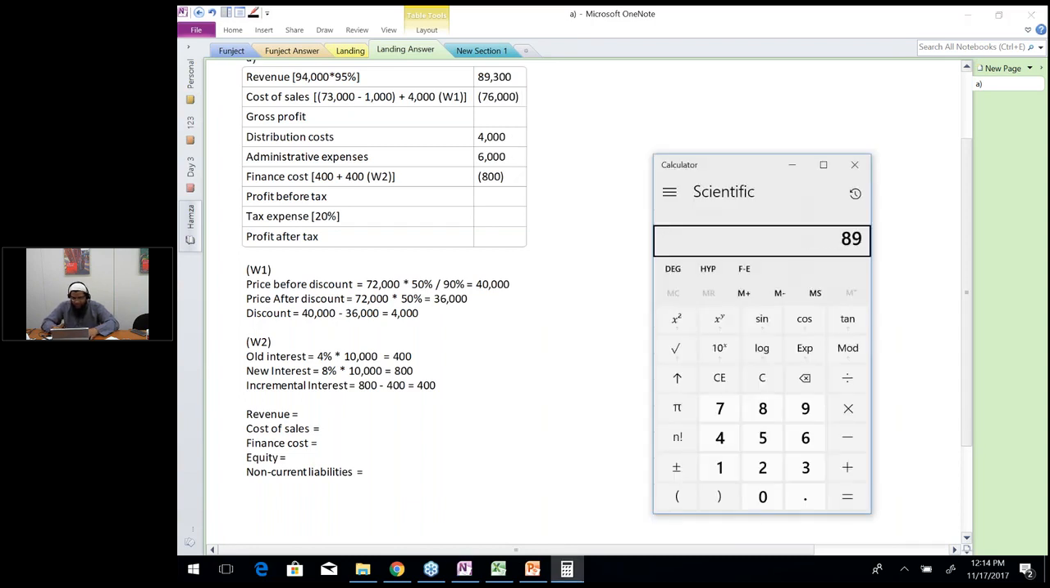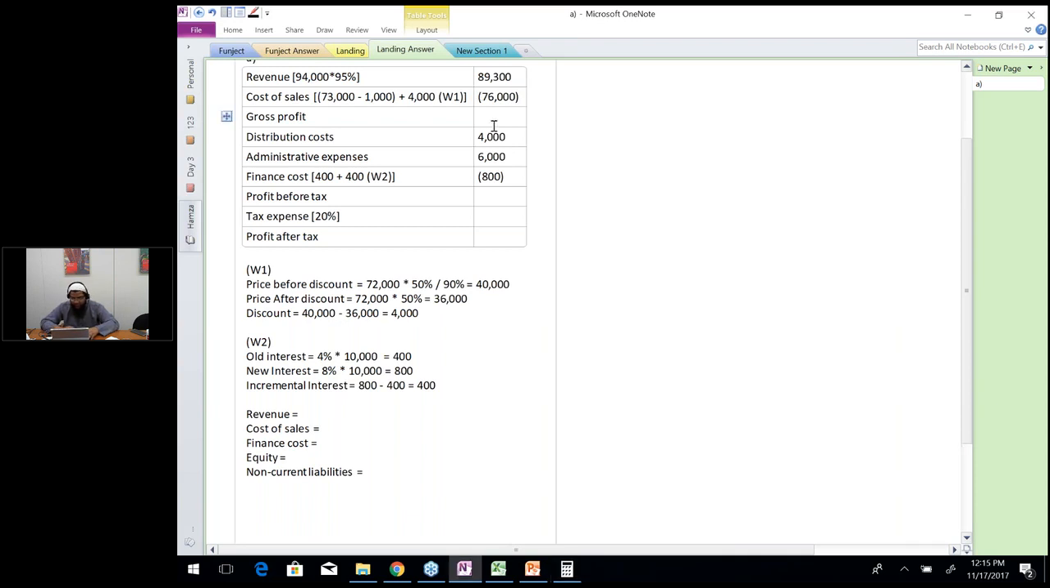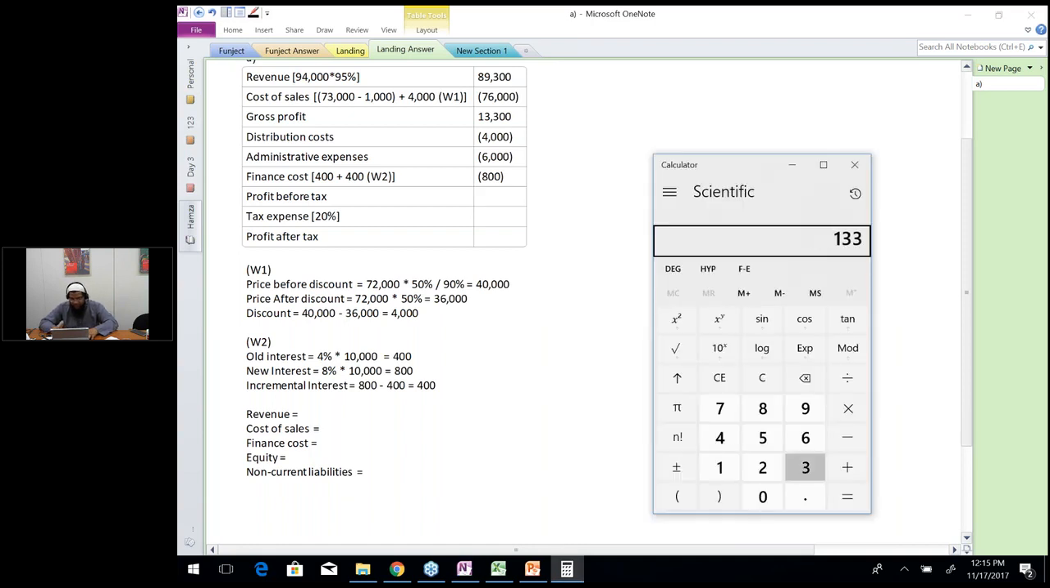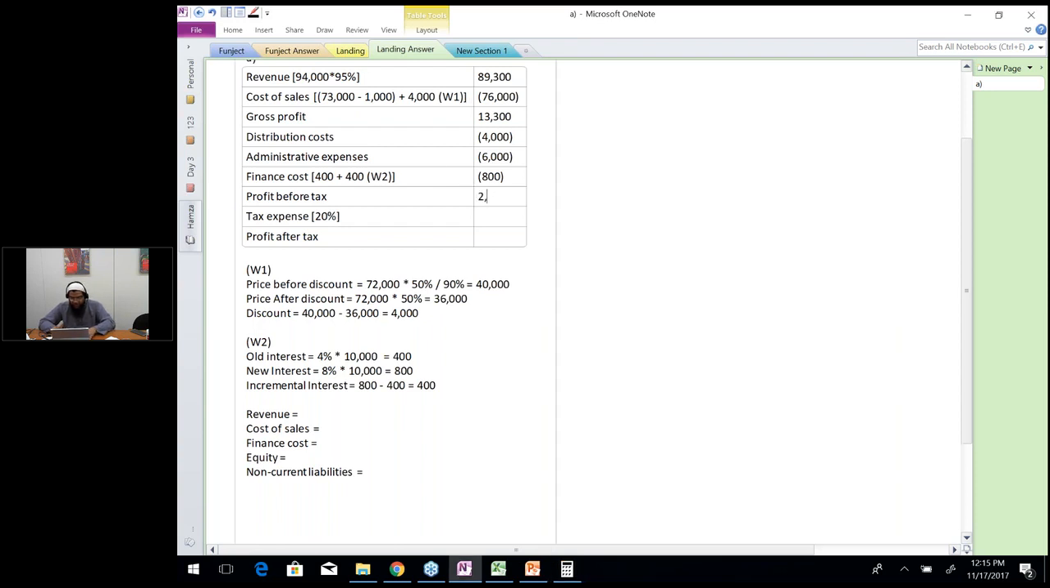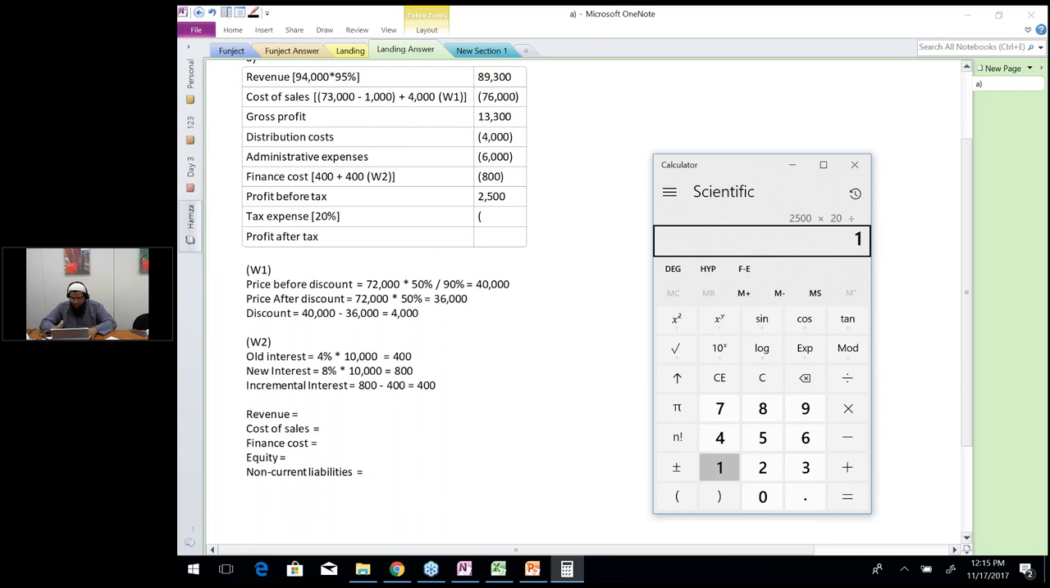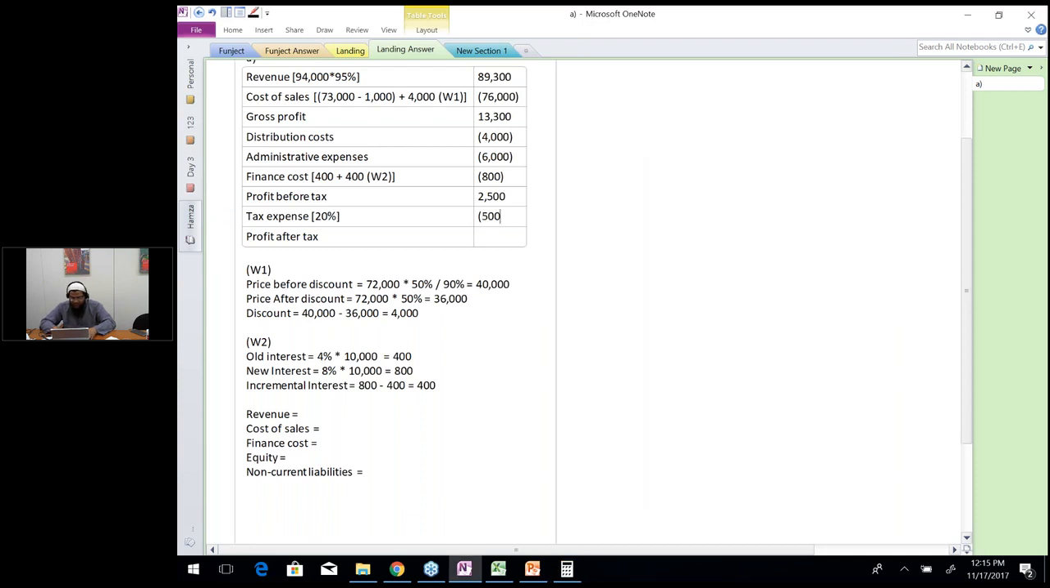So the gross profit is going to be 89,300 minus 76,000, which is going to be 13,300. Then the distribution cost is a negative. Administrative expenses is a negative. And now the profit is going to be 13,300 minus 4,000 minus 6,000 minus 800, which is going to be 2,500. And 20% of this is going to be 500 tax. And the final profit is going to be 2,000.